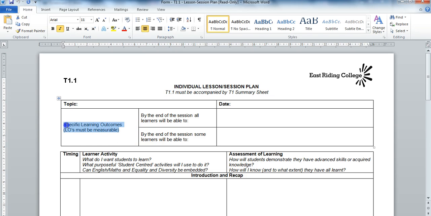Initially, you need to determine the measurable learning outcomes for the session. It's important that these are measurable and not just statements that relate to the topics being taught. If you need extra support with these measurable learning outcomes, see the guidance sheet on how to write measurable learning outcomes on the Moodle Leap page.